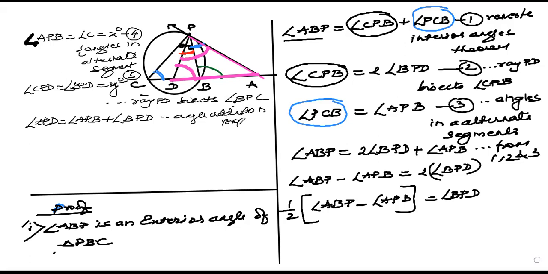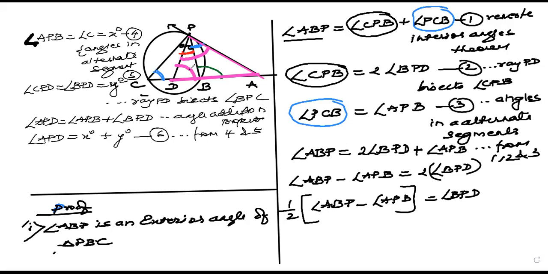And now put the values, children, whichever angles you know. Therefore, angle APD equals, what is the value you can see here? You have taken APB as X and BPD as Y degrees. I call this statement number 6. The reason is from 4 and 5. So angle APD equals X plus Y, from 4 and 5.